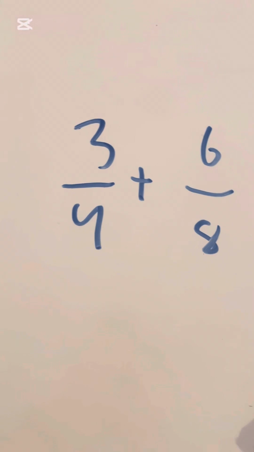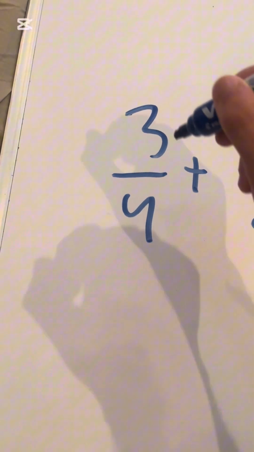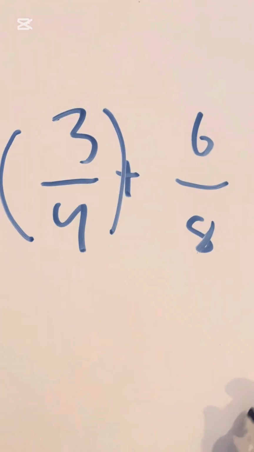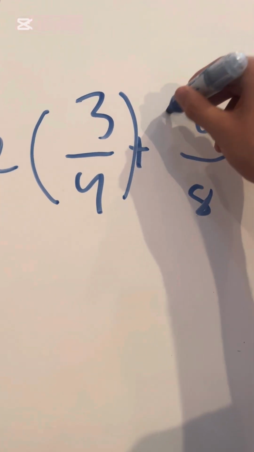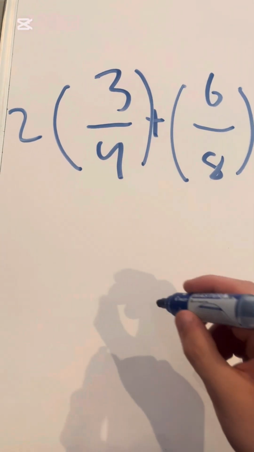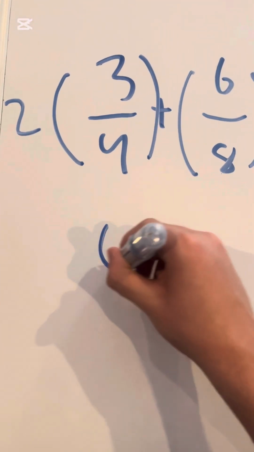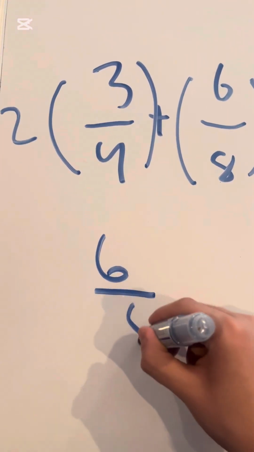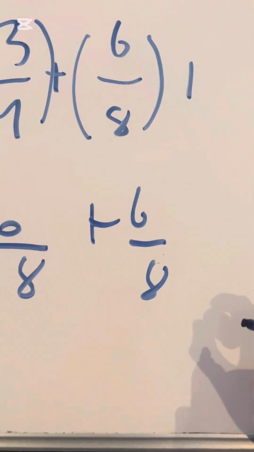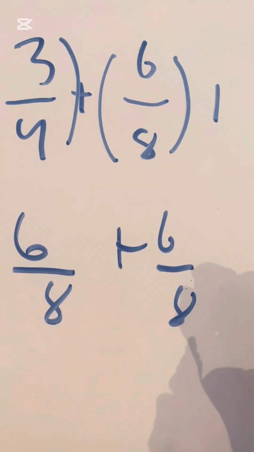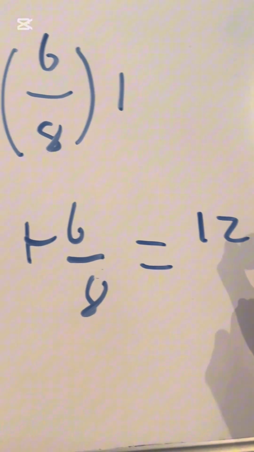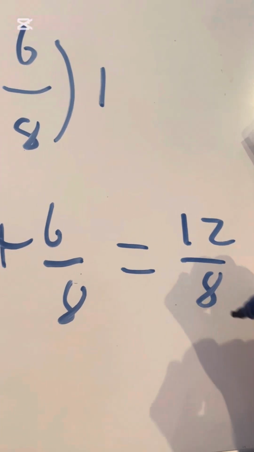In this case, we know that 4 times 2 is 8 and 8 times 1 is 8. So what would we need to do? 3 over 4 needs to be multiplied by 2, and 6 over 8 needs to be multiplied by 1. This would give us 6 over 8 plus 6 over 8. Now, what should we do after this? This gives us 12 over 8.